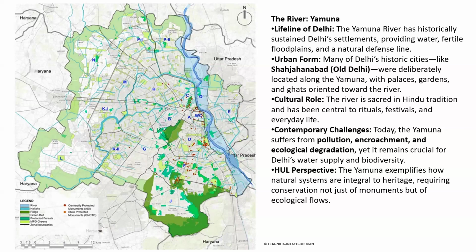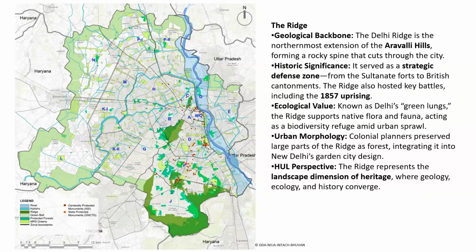The river is sacred in the Hindu tradition and has been central to rituals, festivals, and everyday life even now. Today, the Yamuna River suffers from pollution, encroachment, and ecological degradation. And when we talk about the historic urban landscape perspective, the Yamuna exemplifies how natural systems are integrated with heritage, requiring conservation not just of monuments but also of ecological flows.